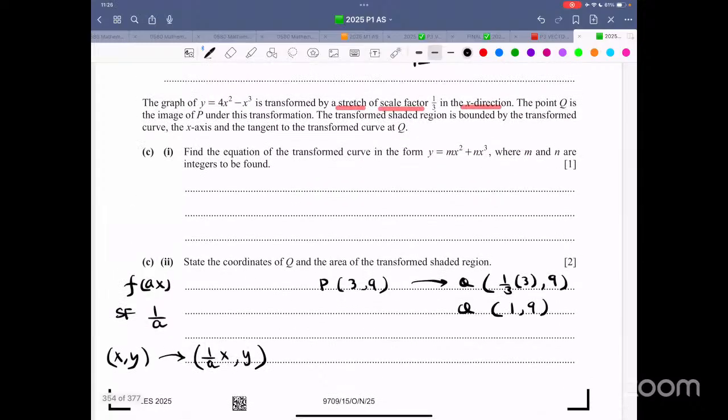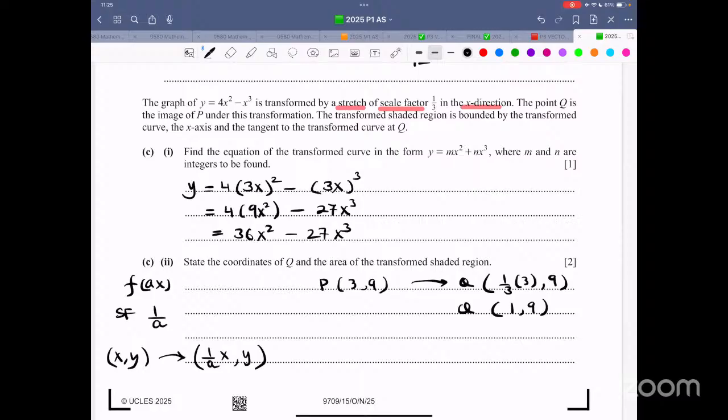What about the equation of the curve? Let's first talk about this. So y equals 4x squared minus x cubed. So what goes in place of this thing? So when scale factor is 1/3, we will write 3x over here. So this will be replaced with 3x. This will be replaced with 3x. So 3 squared is 9, 9 fours are 36. 4 into 9x squared minus 27x cubed. That is 36x squared minus 27x cubed. That is the equation of the transformed curve.